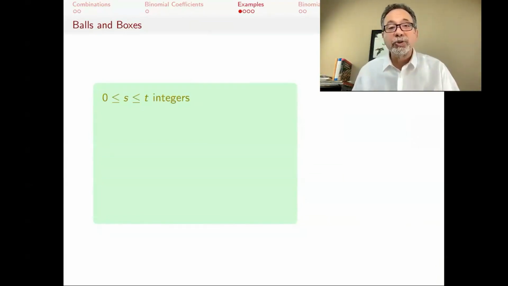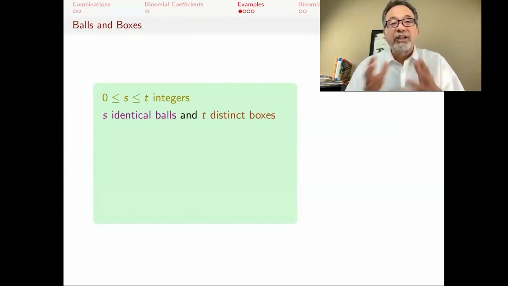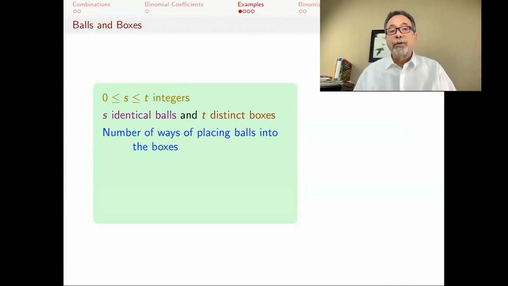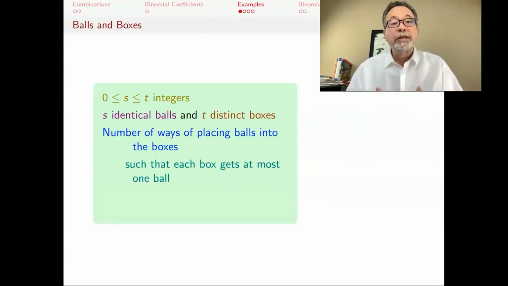S and T are integers with S less than or equal to T. Let's say that you have S identical balls, balls that you can't tell apart. They're all the same. But you have T distinct boxes. Maybe they have a number on them. And you want to place the balls into the boxes, but you have a condition. You don't want any box to get more than one ball. Now, some boxes are going to be empty because S could well be less than T.